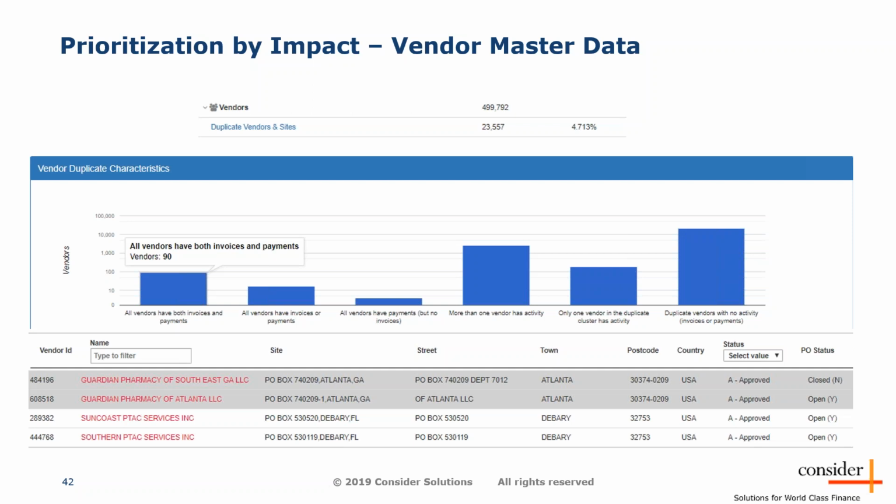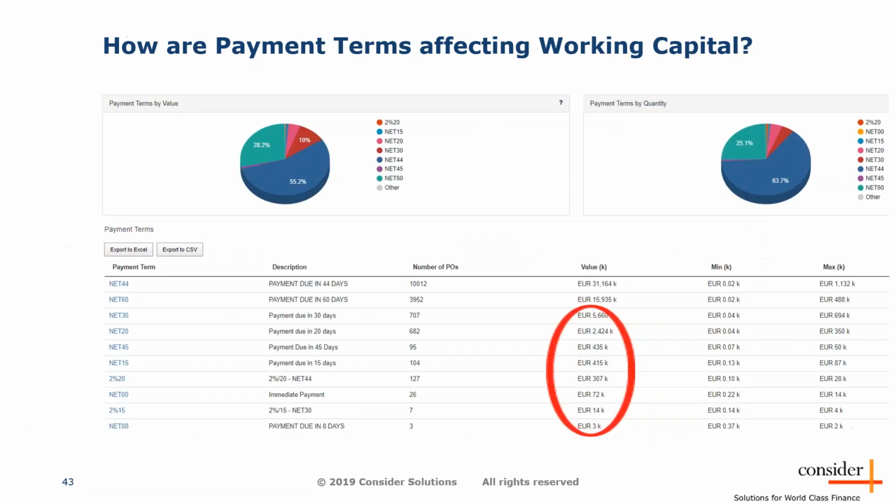So on this particular chart, on the left-hand end, we've got a relatively small number of vendors duplicated compared to the thousands within our whole data set. So if we focus on those first, it gives us the ability to prioritize and address those that have the biggest impact.